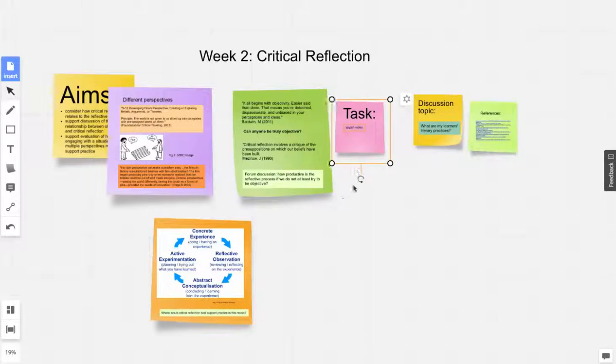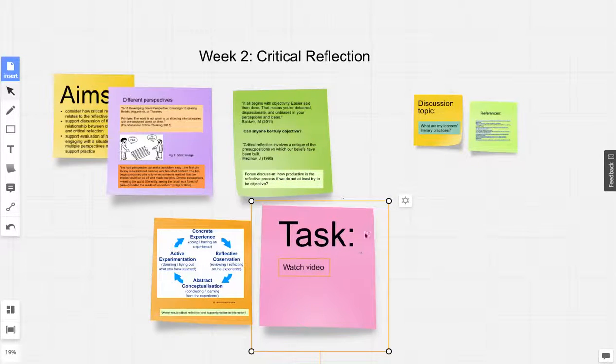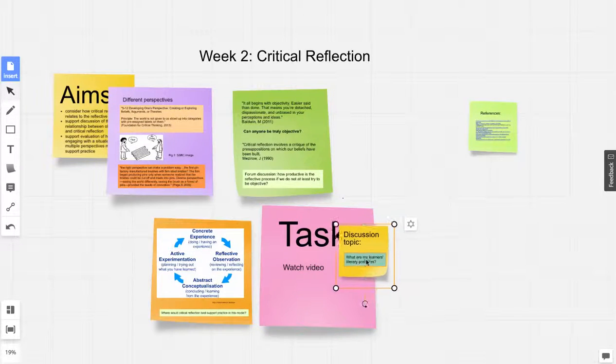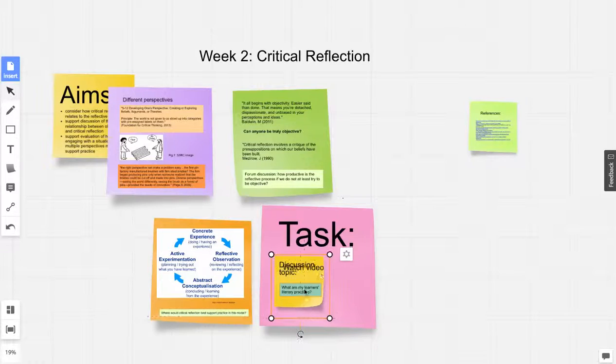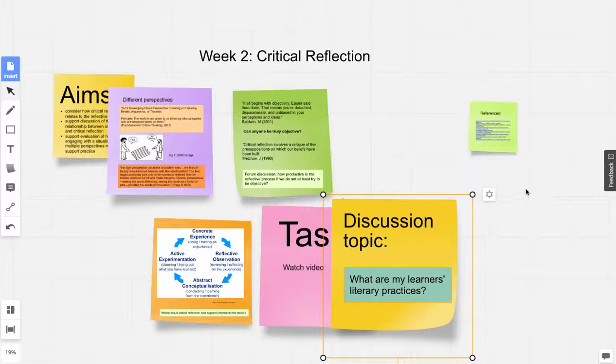Now, we have a task this week, but it's a relatively straightforward task, and that's that I'd like you to watch the video that is up on the course pages. And the discussion topic for our live sessions, and this does relate to the video, is going to be, what do I think are my learners' literary practices? What are my learners' literary practices?